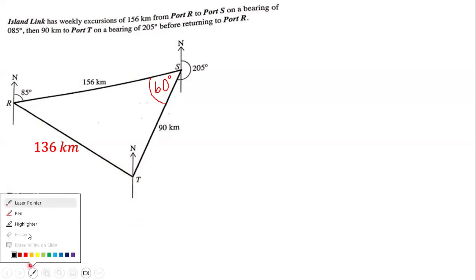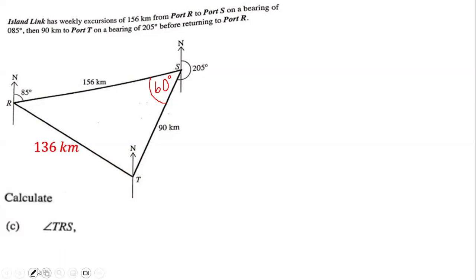Next, we need to figure out what is angle TRS. So let's label this angle TRS. They really want us to figure out the size of angle R. So let's highlight that. This angle right here is what they want us to figure out the size of. And so how are we going to do that?